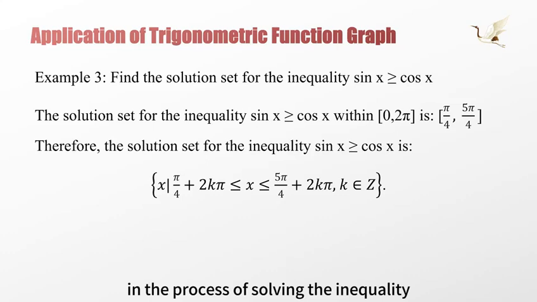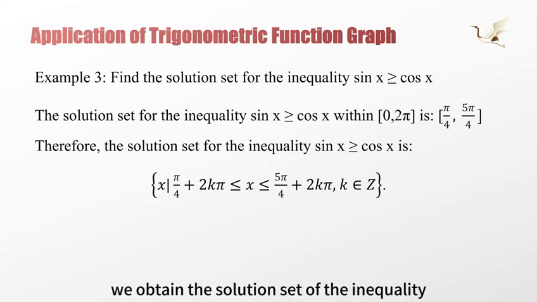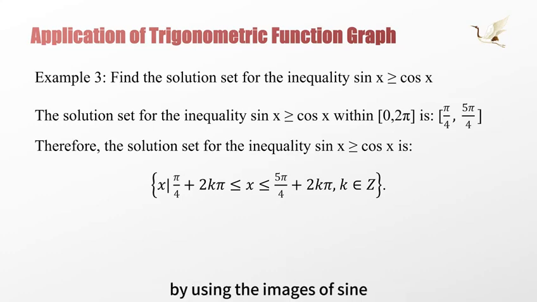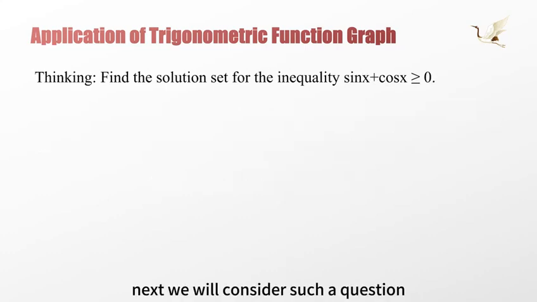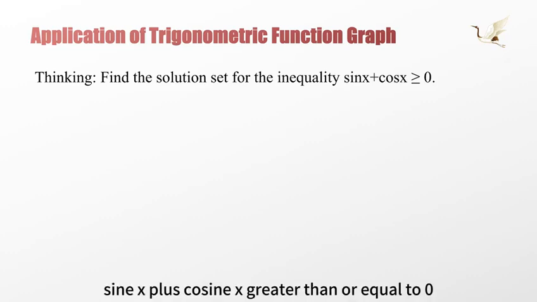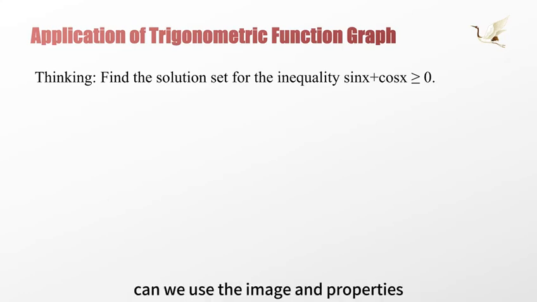In the process of solving the inequality sin x greater than or equal to cosine x, we obtained the solution set by using the images of sine and cosine functions and their monotonicity and periodicity. Next, we will consider such a question. Find the solution set of the inequality sin x plus cosine x greater than or equal to 0. So, how can we use the image and properties of sine and cosine functions to solve the problem of the solution set of this inequality?